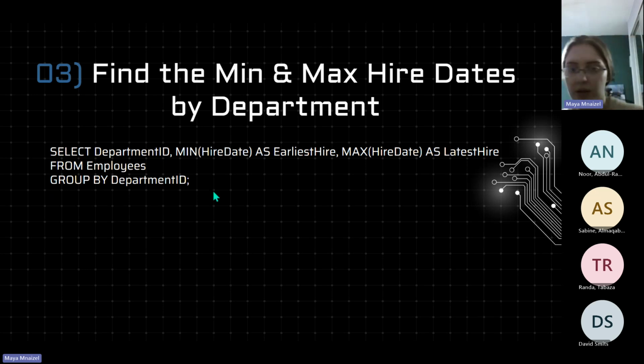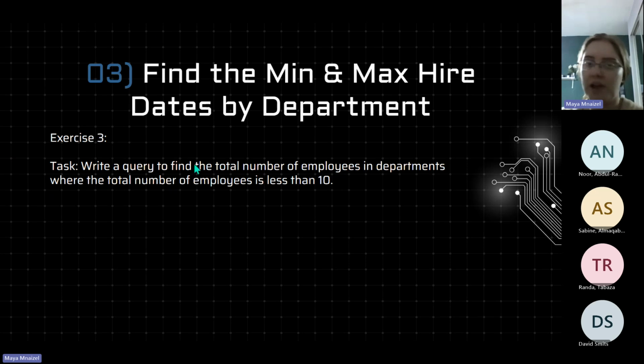by department ID. Okay, so exercise 3 is: write a query to find the total number of employees in departments where the total number of employees is less than 10. So we need the total number of employees, which is count basically, and want to find them and sort them by departments. So a conditional clause is: I want the departments whose total employees is less than 10. In our case, it's gonna return all of them.